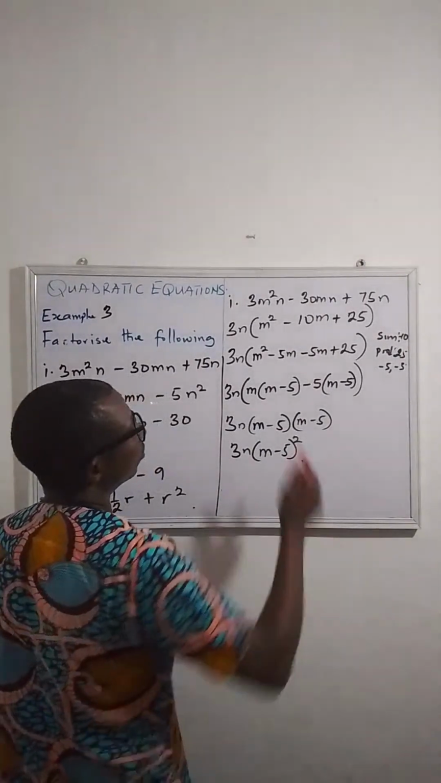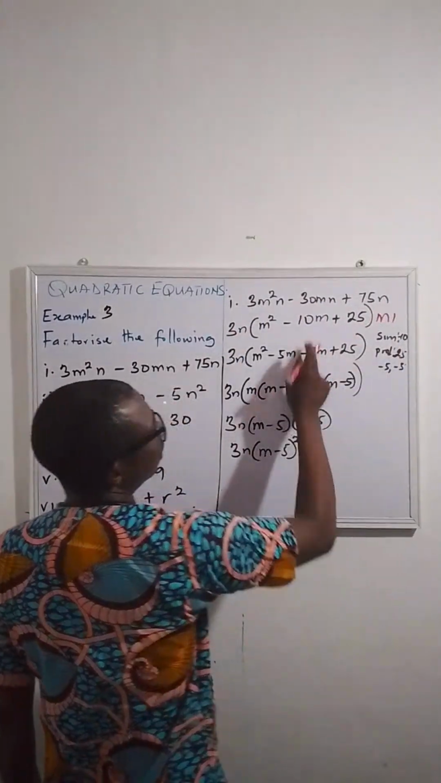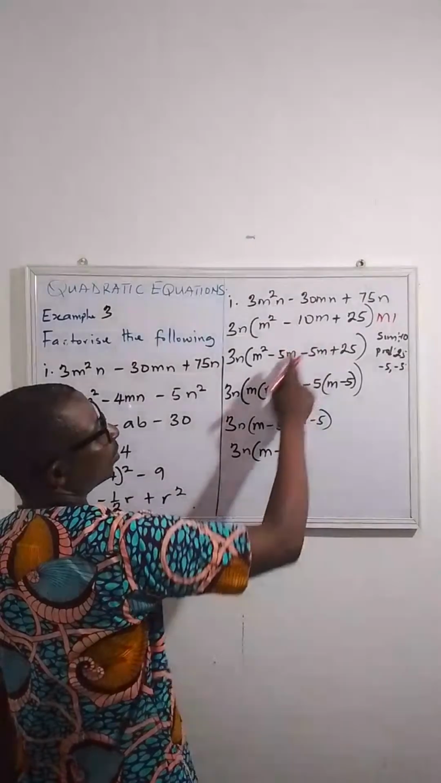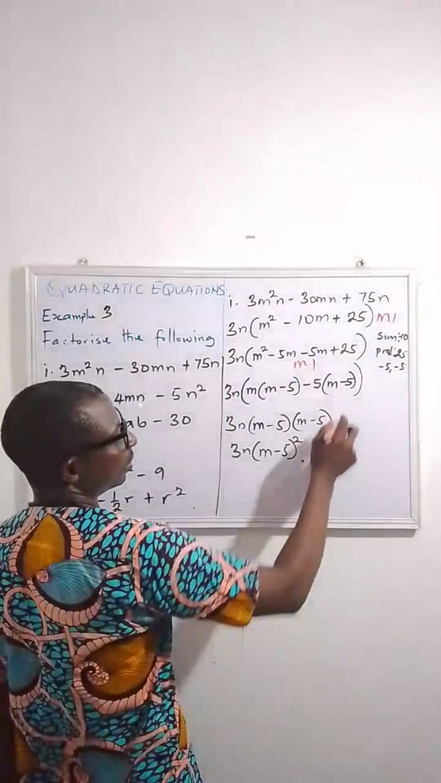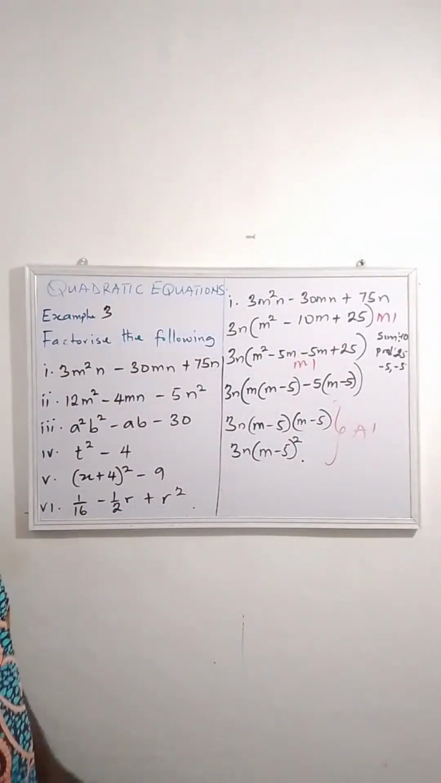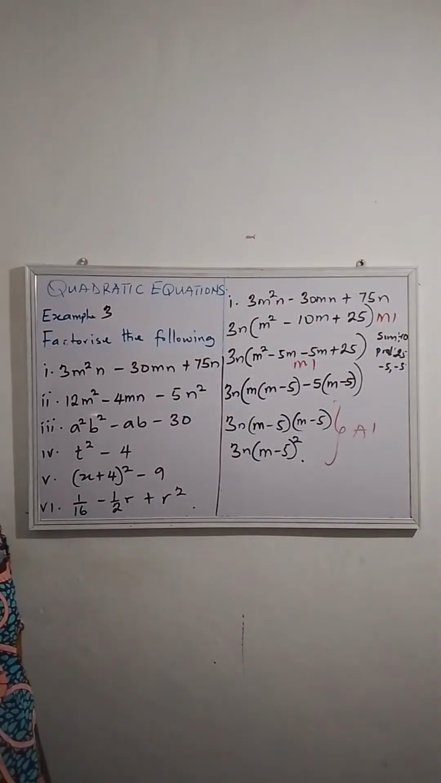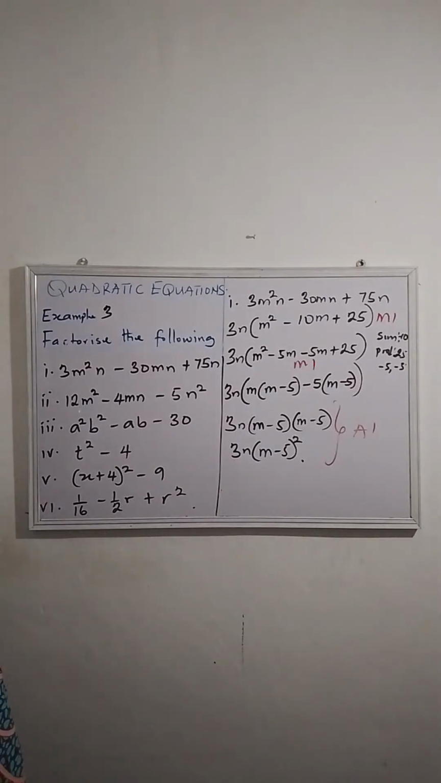Okay, so for finding the GCD, we have M1. For splitting my negative 10M into this, we have M1. And for getting the answer, either this or this, any of the two, we have A1. So 3 marks altogether. Hope you get that. All right, so now let's move down to the next one.